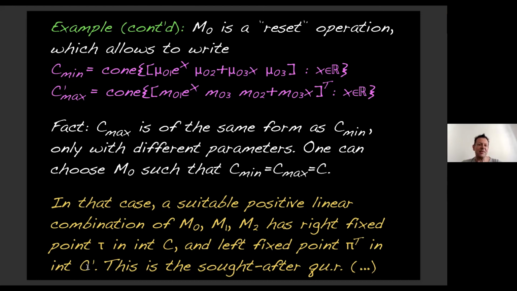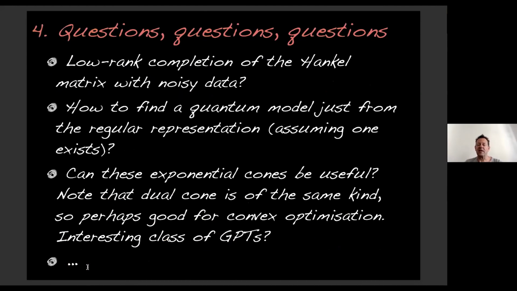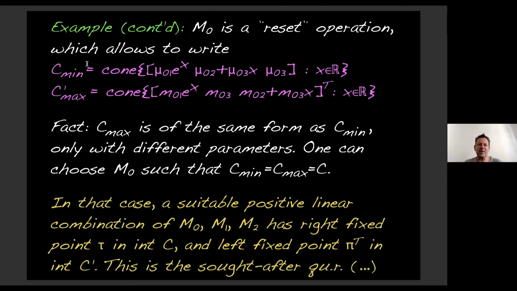And just by looking at the geometry of the cone of states and observers, we can argue that this cannot have any quantum relaxation. In fact, instead it has a GPT. It's given by a GPT where the positive cone is this weird object, right? It's a cone generated by the graph of an exponential curve.